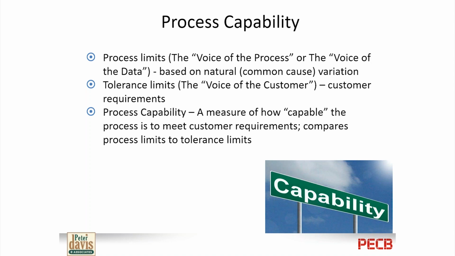So a customer might say, I want a particular part that's 6 millimeter plus or minus 0.5 millimeters, and that would be a specification limit. So our process capability is a measure of how capable the process is to meet the requirements. So we compare the process limits to the tolerance limits.